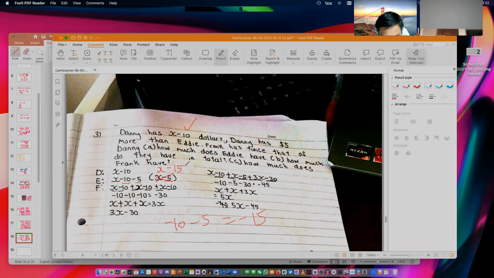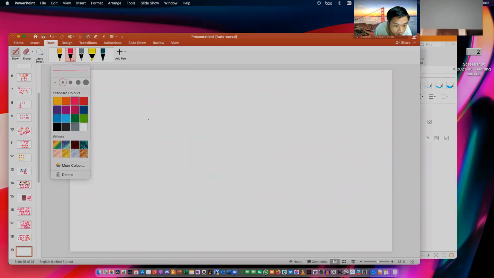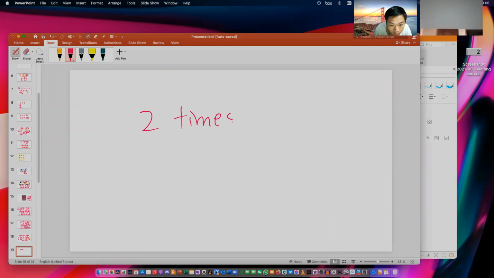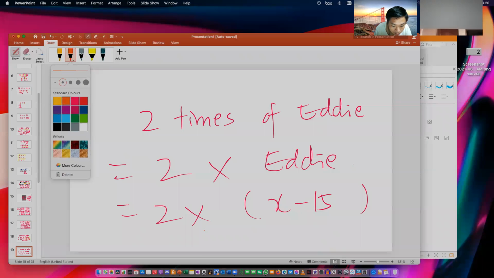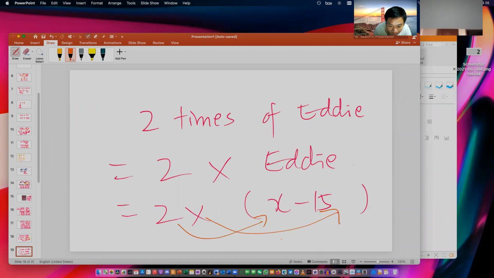Then it says what? Frank has two times. So I want you to write down the English. So Frank has 2 times of AD. So this is the English. So the math is 2 times AD. So AD is how much with a bracket? AD is x minus 15. So after that, you just open the bracket. And they are separated by a minus sign. Simple?